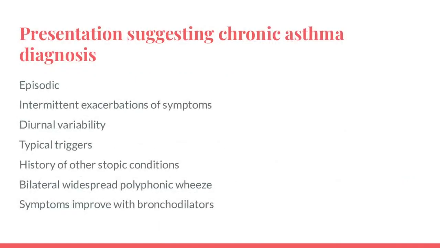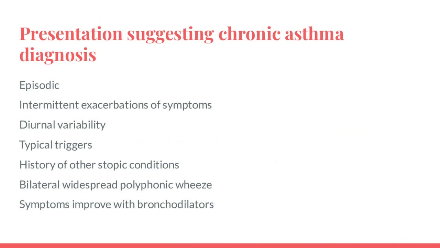So when looking at chronic asthma instead, the most important things are things you've already pointed out about asthma. It might be episodic. You're seeing these intermittent exacerbations, it's happening at night. It's happening when they have hay fever in the summer. You're seeing the typical triggers of the pet fur and dust. That should say history of other atopic conditions, be that in the family or in the individual themselves. Have they got the eczema, asthma, hay fever triad?